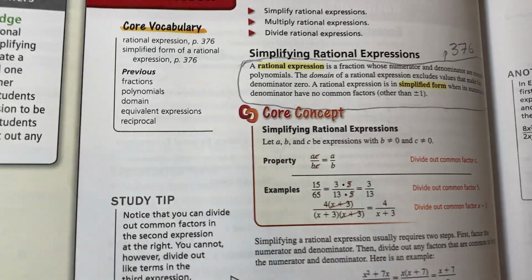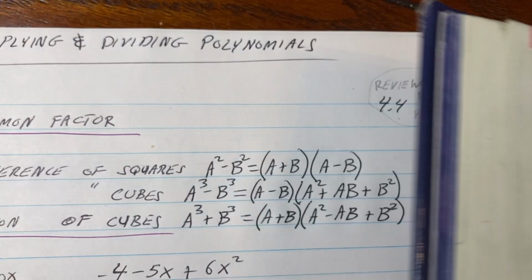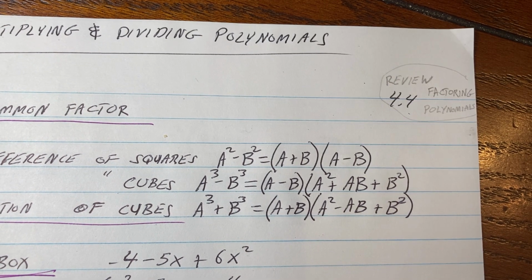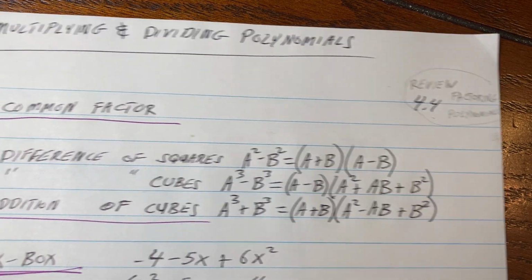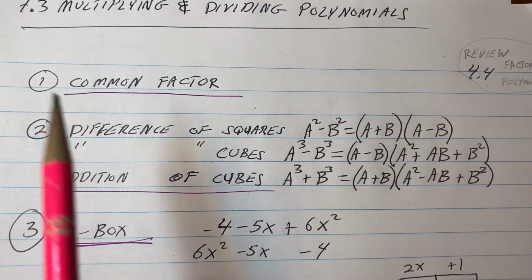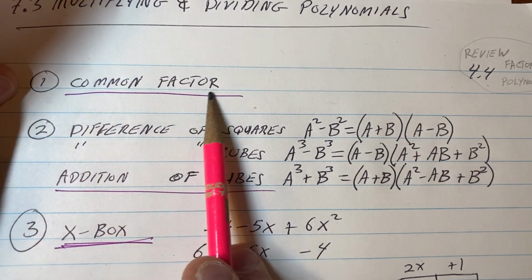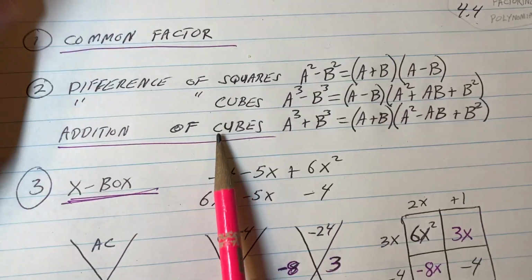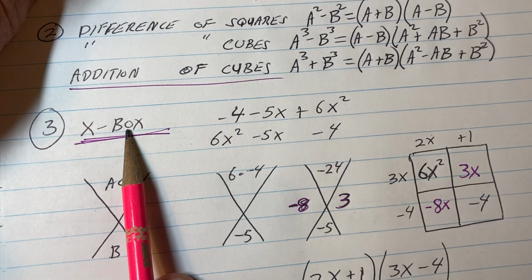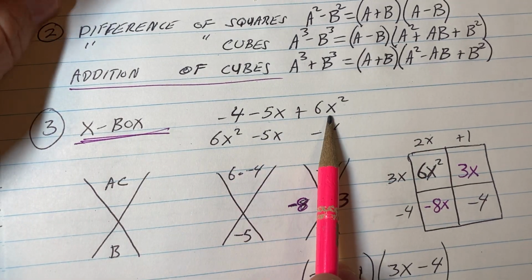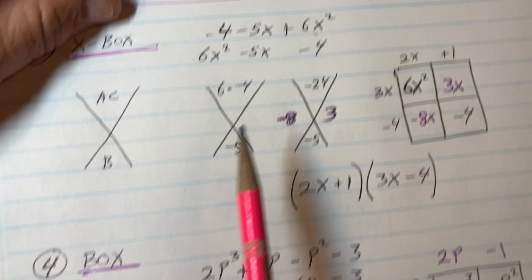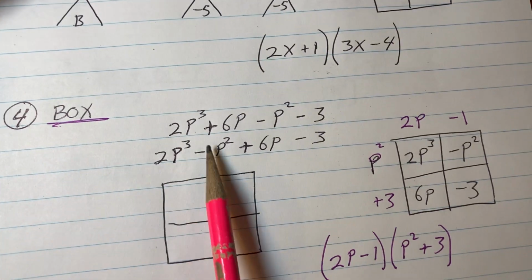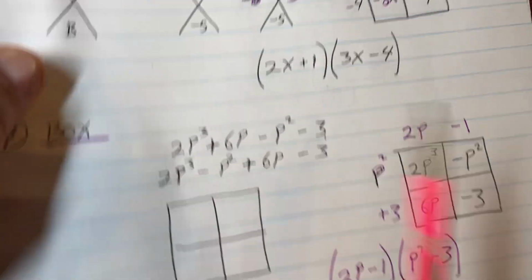Let's go straight to the problems. It's going to ask you to simplify the expression if possible. So this is what you do with factoring. First, is there a common factor? Then look for difference of squares or difference of cubes or sum of cubes. That was step 2. Step 3, X box, because there are 3 terms. Then look for the box method. Box method is step 4, because there are 4 steps there.